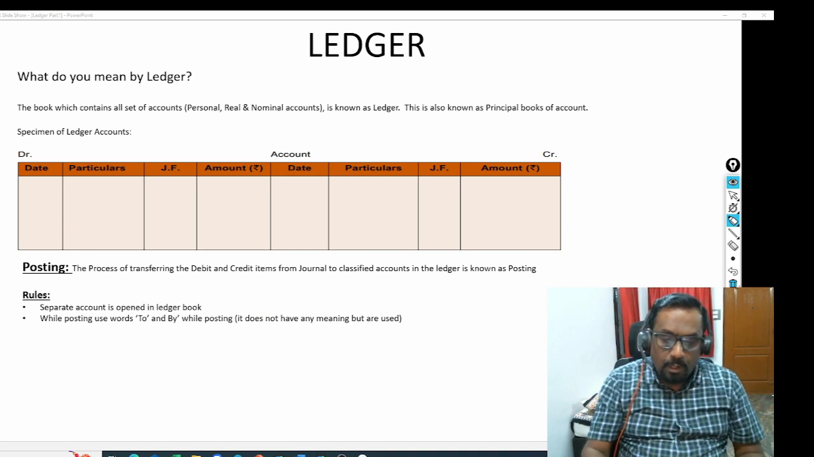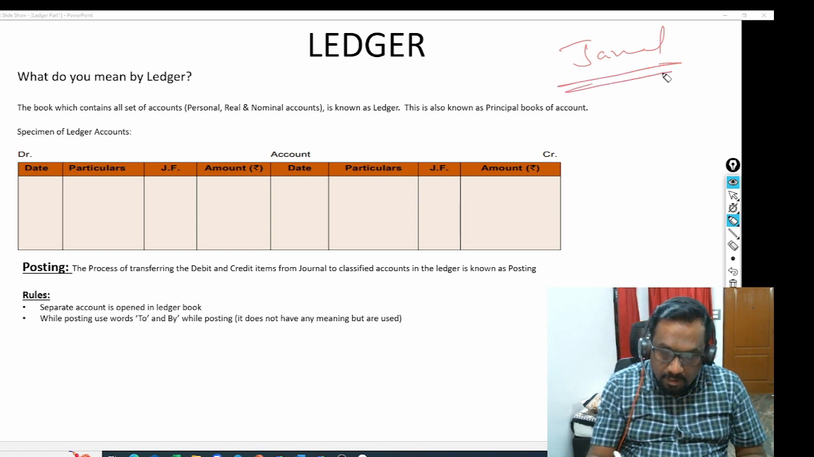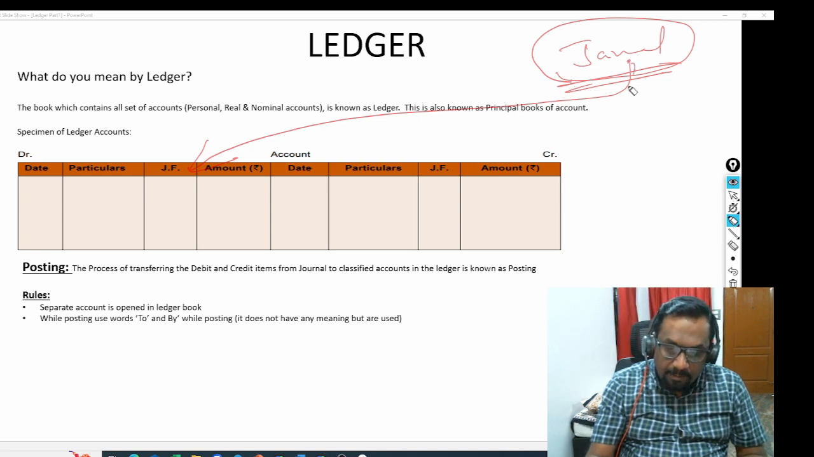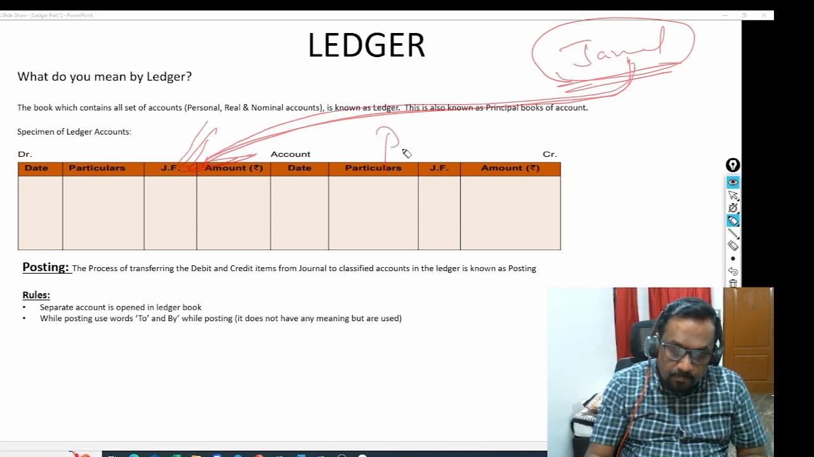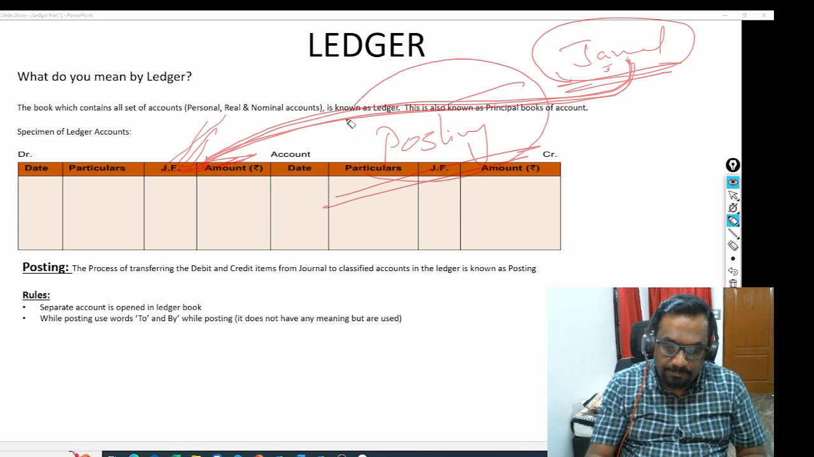Right. Now, what did I say previously? Whatever transactions are recorded in the journal book have to be transferred to this account. The transfer of transactions from the journal book to the ledger book is called posting. What do you mean by posting? Transferring of transactions recorded in the journal book to the ledger is called posting.